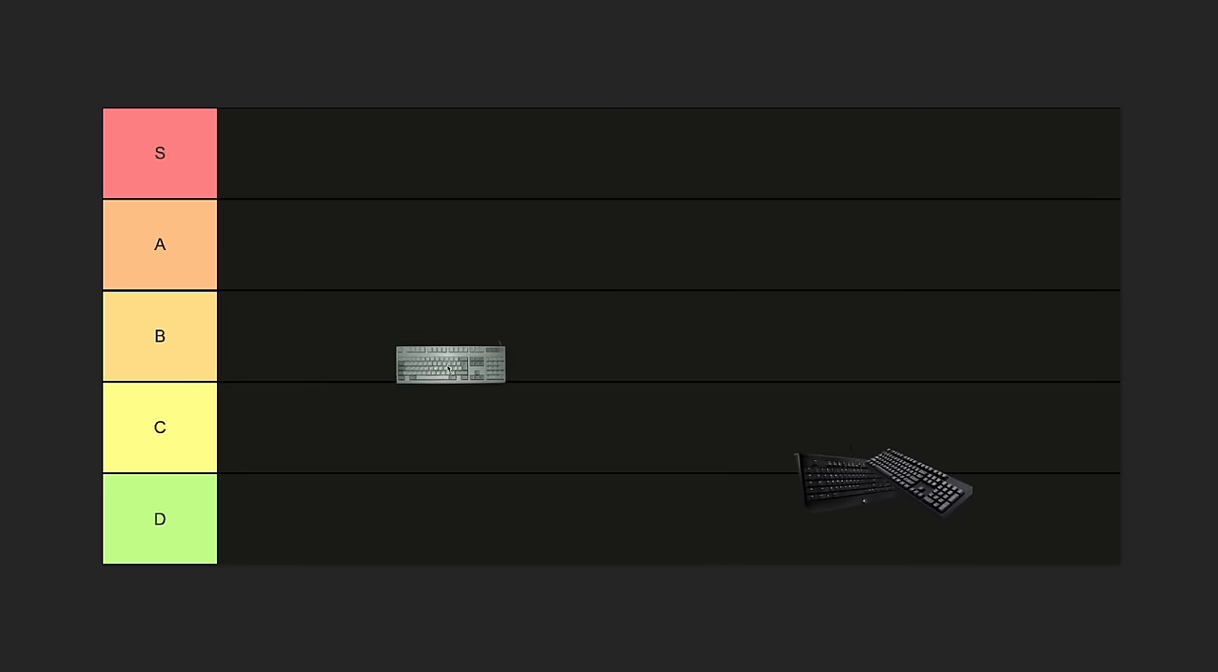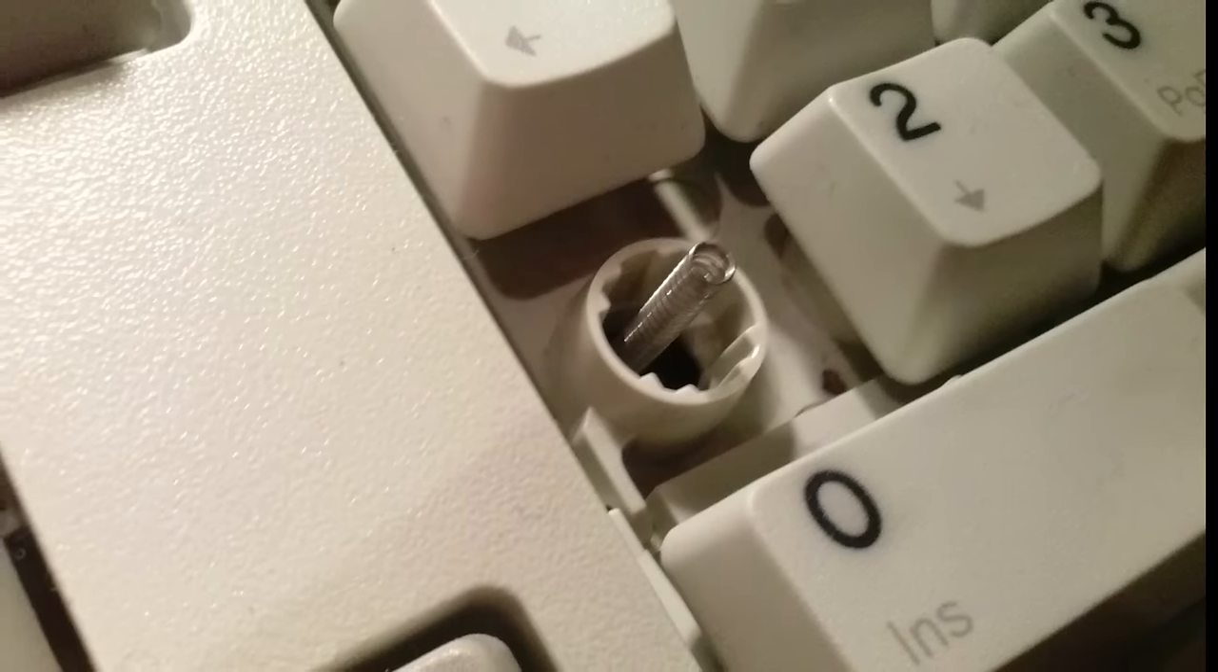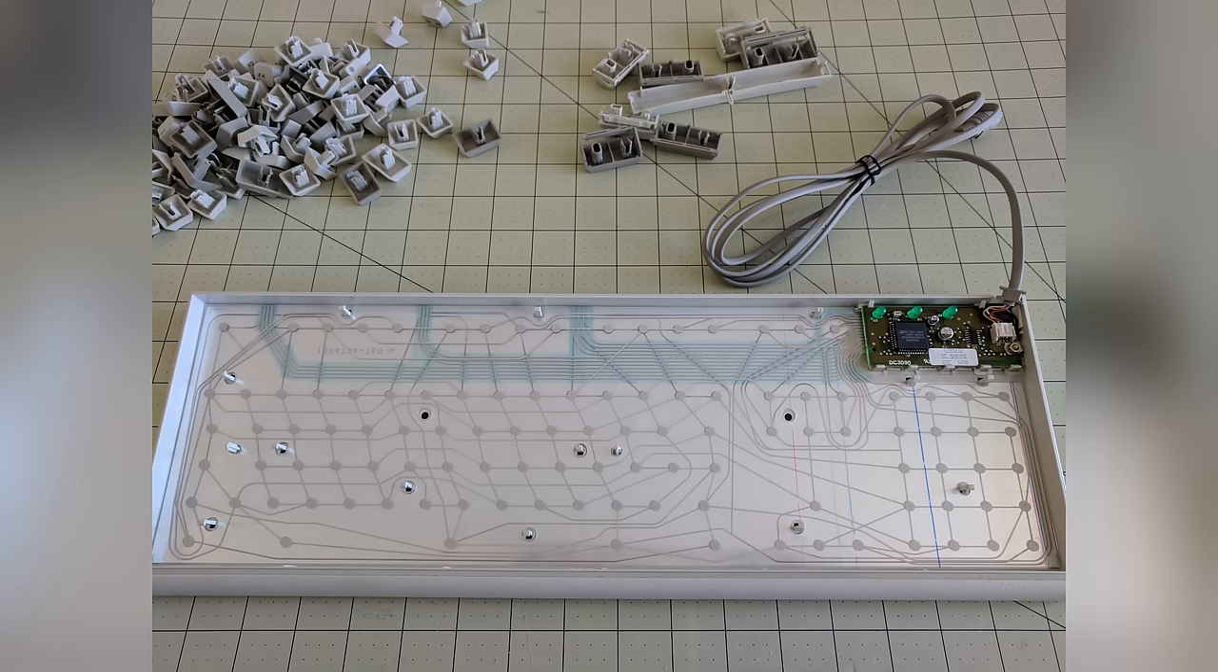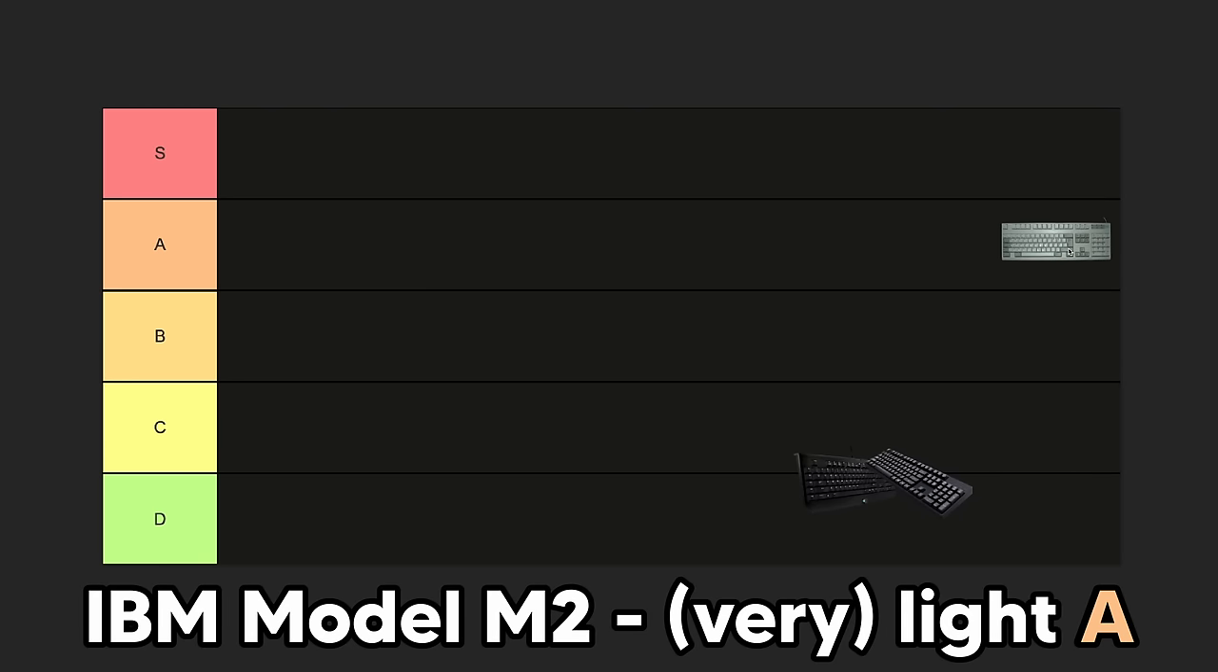If I were to make a tier list of all the keyboards I've covered thus far, I'd consider the M2 to be a light A or a strong B, as despite its buckling spring switches, its housing was honestly just holding it back from being a complete keyboard in a sense, but to be honest, I think it's still worth the A tier due to how epic the buckling spring switches were.